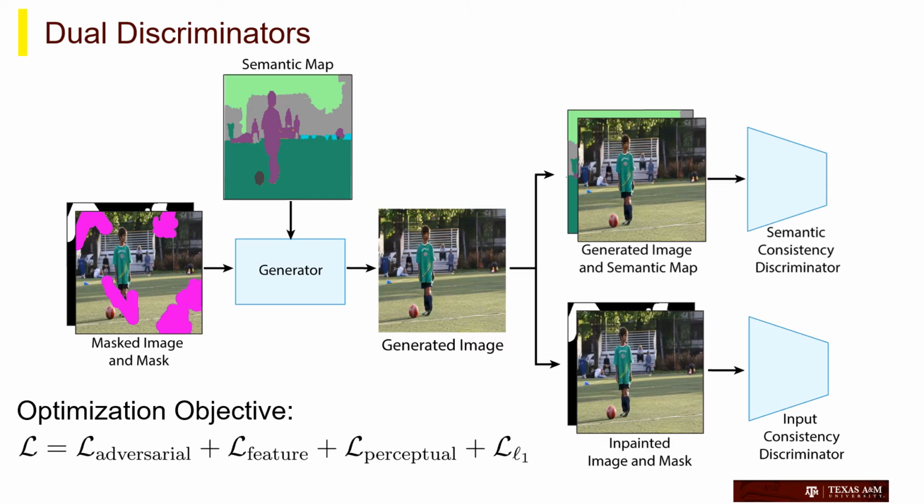Our optimization objective includes the adversarial loss, a discriminator feature loss, a perceptual loss, and L1 loss to improve the quality of the inpainted result.